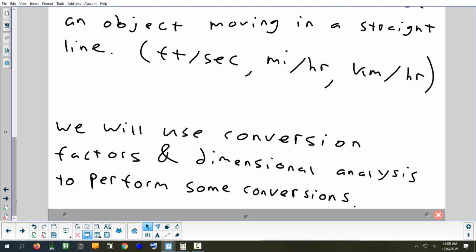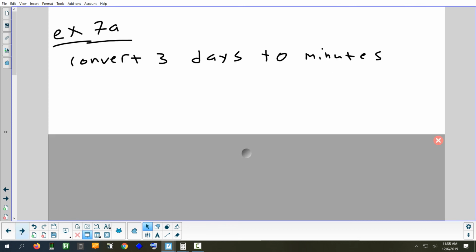Right, so the way we're going to do it, it's called dimensional analysis. You look at your dimensions, you look at your units, and that's what helps you do it. So we're going to start with a basic one that's not even a speed. That's just time. It's not like it's days per year or days per minute. It's just 3 days. There's no speed there. All right, so we have 3 days.